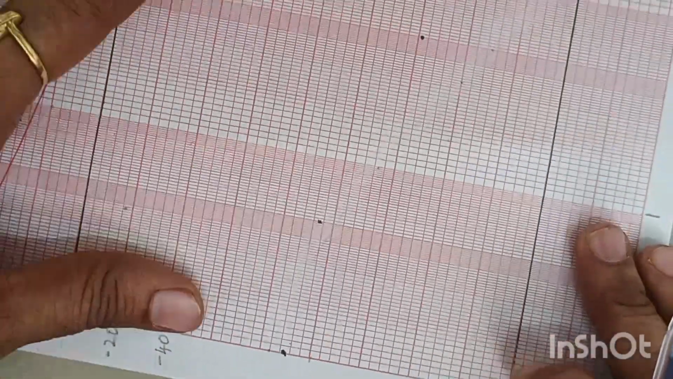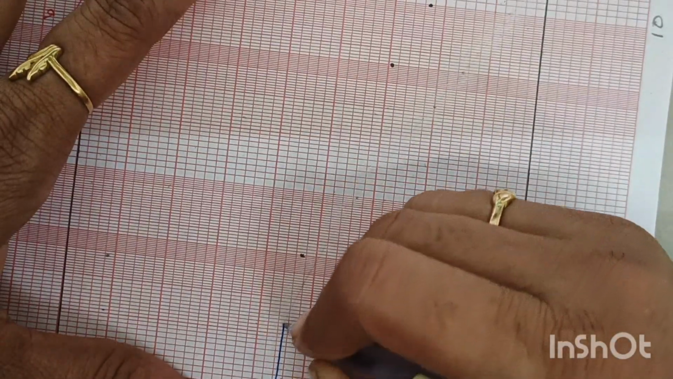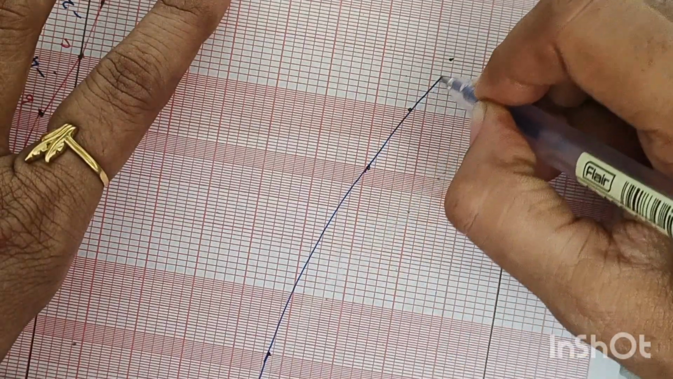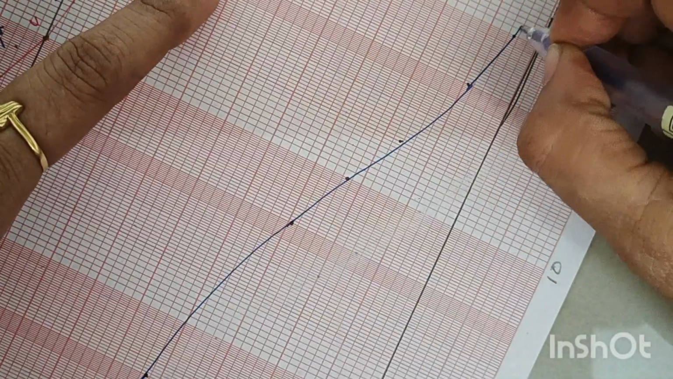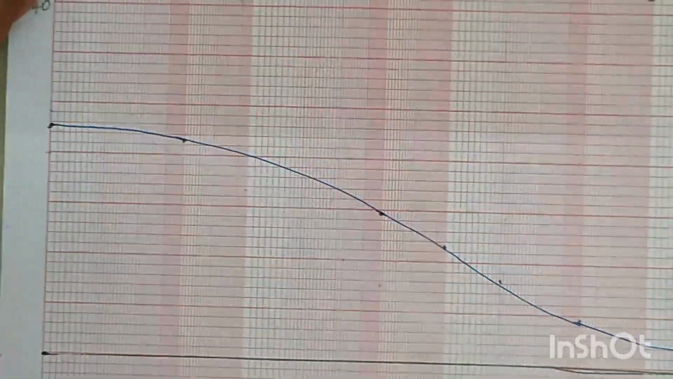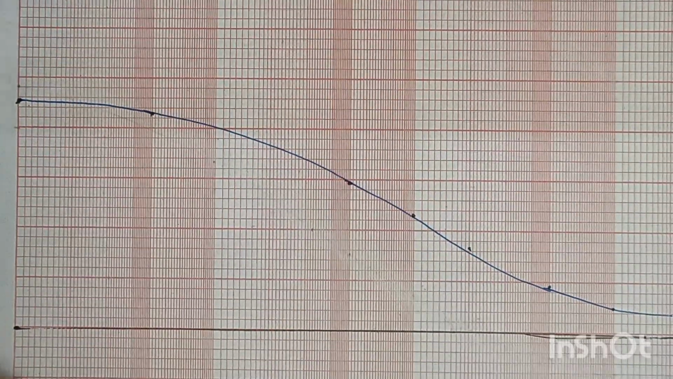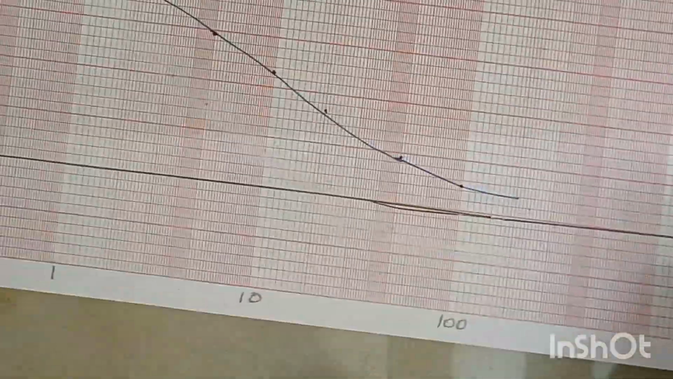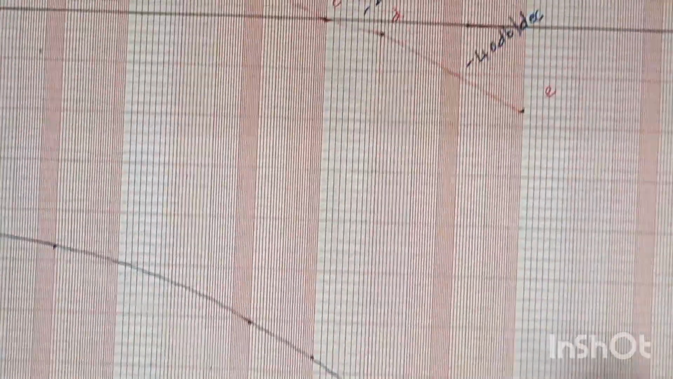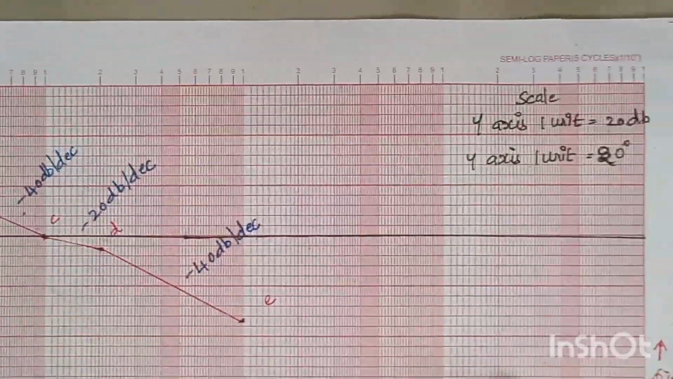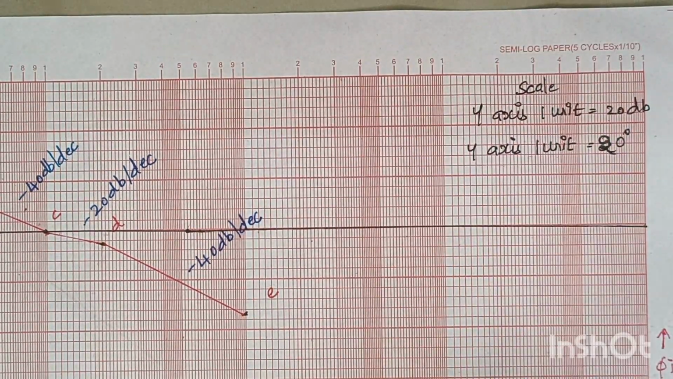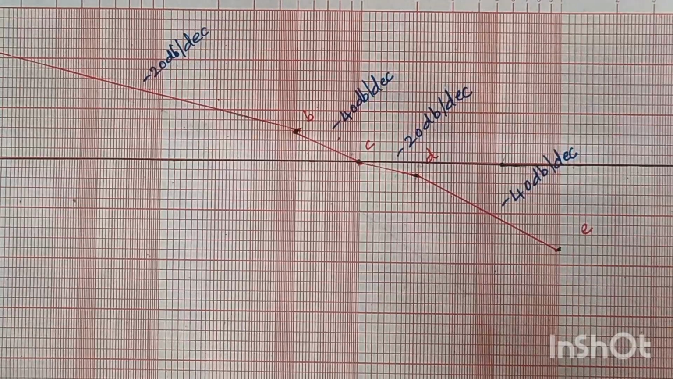So I'm just reversing the sheet, you see. Right, so this is my phase plot. Again while drawing phase plot you should always highlight your minus 180 degree line. It is mandatory. Right. So again we have to write the scale. So just depending upon the scaling you just write the values. Right. Now we are going to calculate the gain crossover frequency and phase crossover frequency.